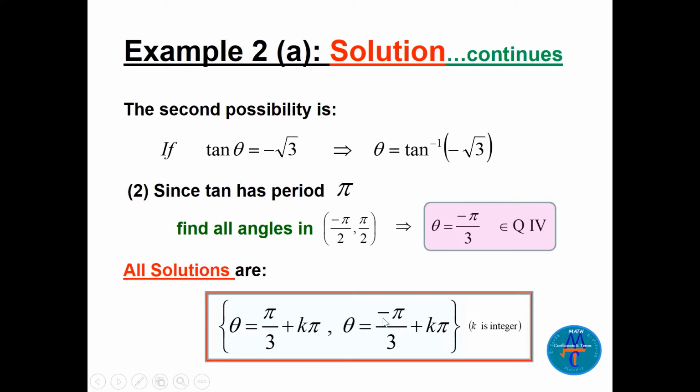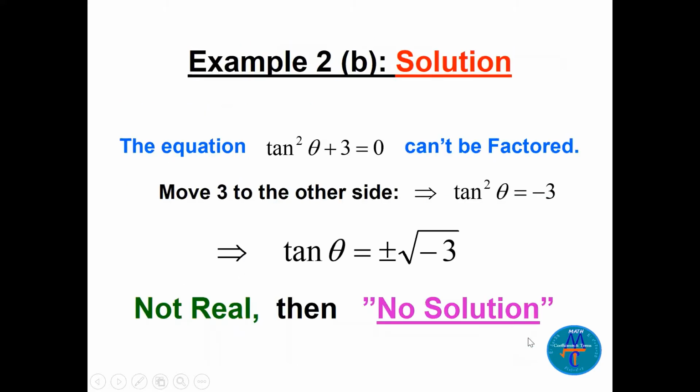And we have another solution: theta equals minus pi over 3 plus k pi, where k is an integer. If we look at part B, tan squared of theta plus 3 equals 0 cannot be factored, because if we take the 3 to the other side, tan squared of theta equals minus 3. If you try to take the square root of both sides, it will be tan of theta equals plus or minus the square root of minus 3. And this number is a complex number. It's not a real number. So there is no theta, and there is no solution for this equation.